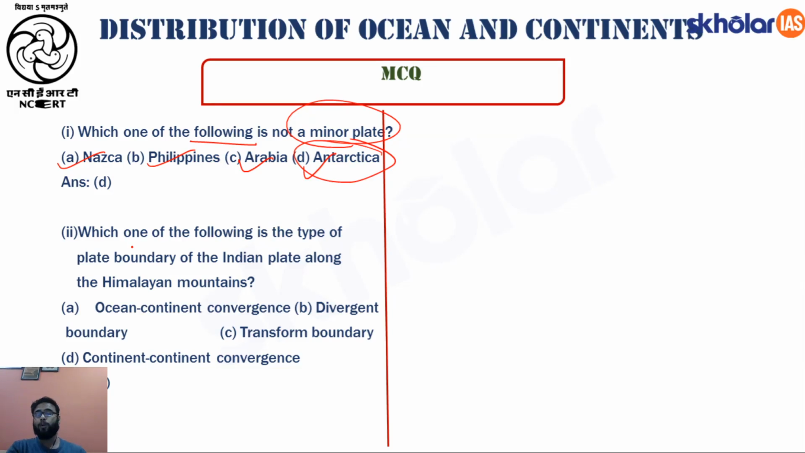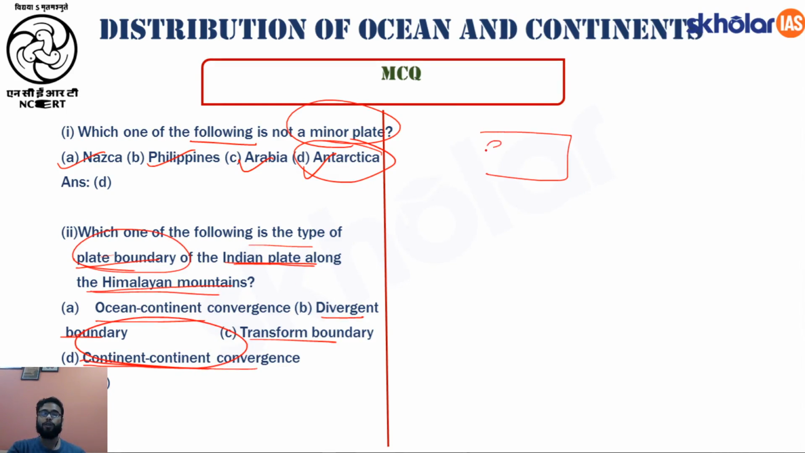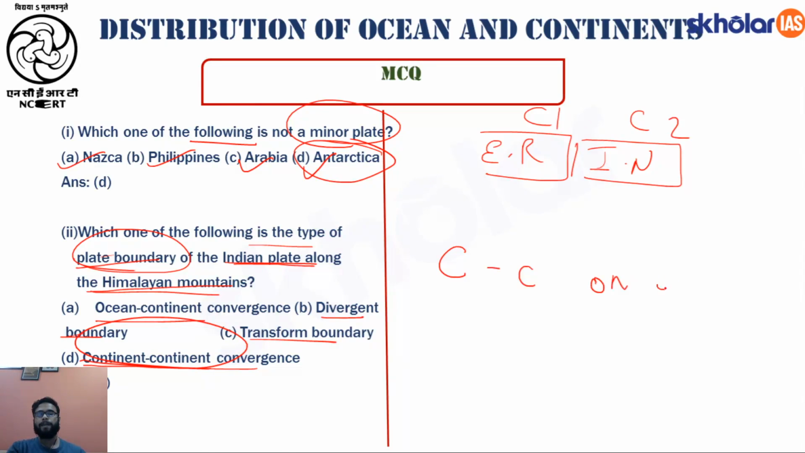Then which of the following is the type of plate boundary of the Indian plate along the Himalayan mountains? Ocean continent convergence, divergent boundary, transform boundary, or continent continent convergence? What is it? It is continent continent convergence, because the Eurasian plate is colliding with the Indian plate. So both are made up of continents, right? So we will call it continent continent convergence. Understood? So this is where we will end.